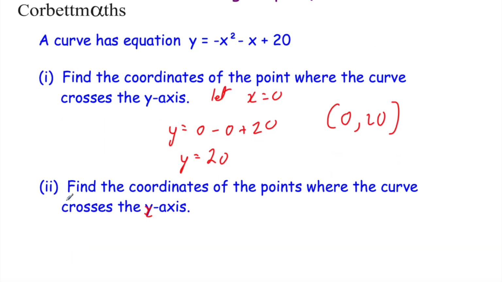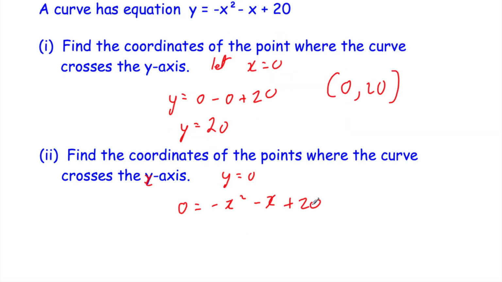Okay, now let's have a look at our next part, part two. And part two says find the coordinates of the points where the graph crosses the x-axis. So we've found where it crossed the y-axis. Now we need to find where it crosses the x-axis. And whenever a graph crosses the x-axis, the height is equal to 0. So y is equal to 0. So in terms of our equation, y is going to equal 0. So we're going to get 0 equals minus x squared minus x plus 20.